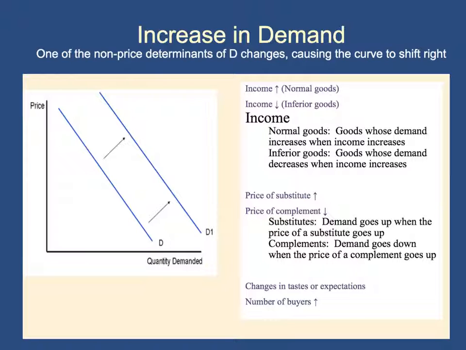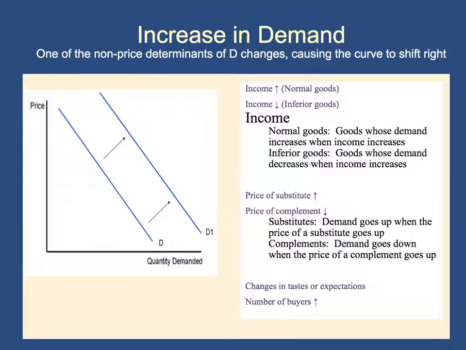When the price of a substitute goes up, the demand curve for the product is going to shift right, because a substitute is something like McDonald's and Burger King. If the price at McDonald's goes up, if the price of a substitute goes up, your demand for Burger King hamburgers is going to increase, because you're going to buy at Burger King instead of McDonald's, because the prices at McDonald's are higher.